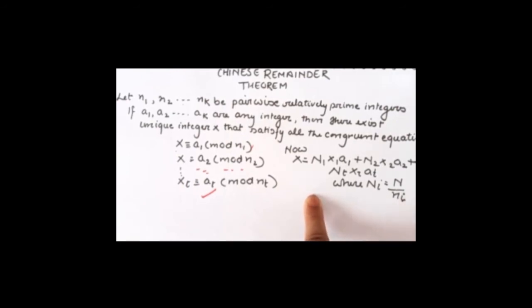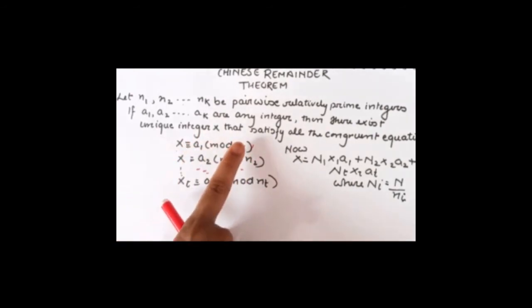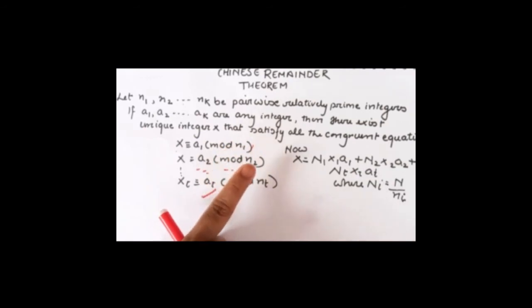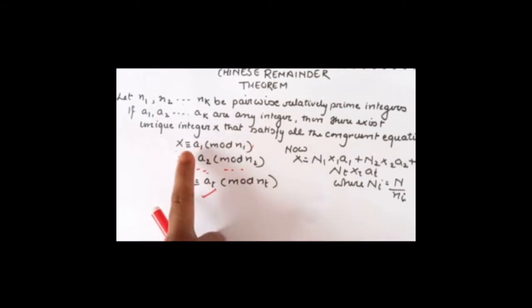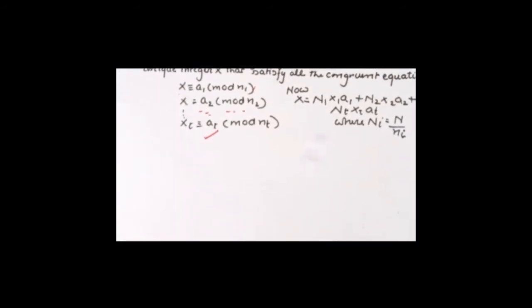The Chinese remainder theorem states that there is a unique integer x that satisfies multiple congruent equations, wherein the n are pairwise relatively prime, and there are integers a1, a2 up till at. Not only positive integers, there can be negative integers too. Okay, so let's move on to understand this theorem with the help of an example. I'm going to pick up an example and explain what the Chinese remainder theorem is.